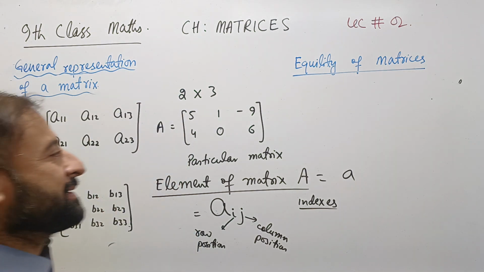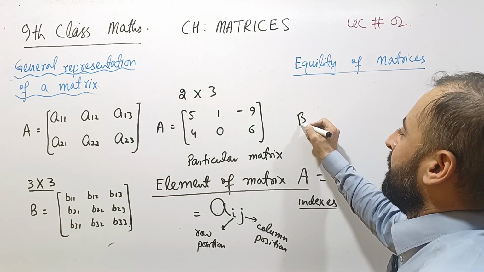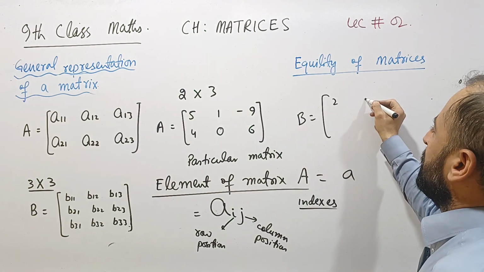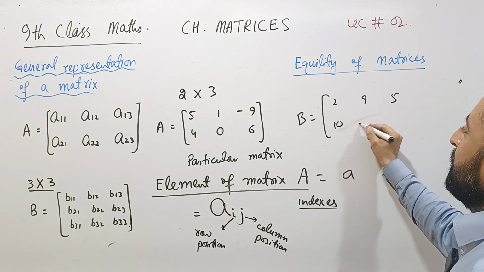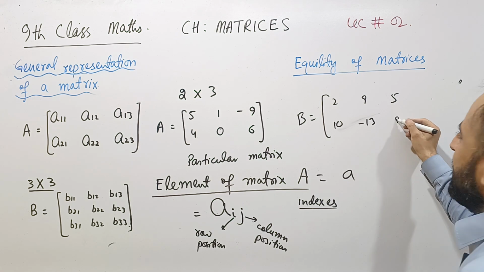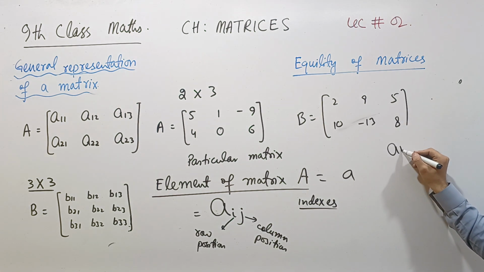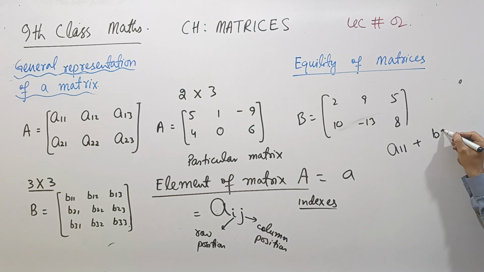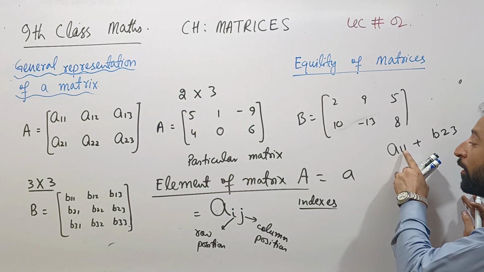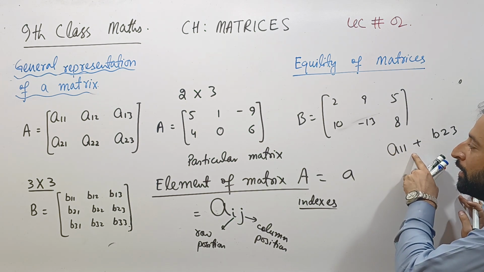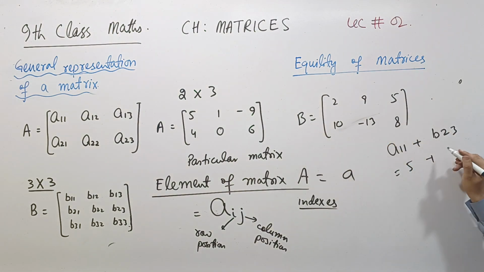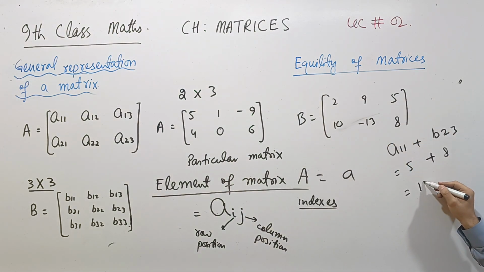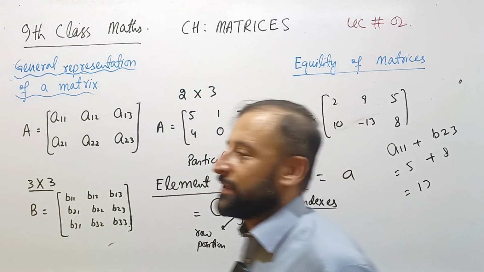Right, students? For example, this is matrix B: 2, 9, 5, 4, 10, -13, 8. If I ask you, please tell me a11 plus b23. It simply means the element of matrix A in the first row and first column, so he is pointing to this number. This is a11, and b23 is 8. So the answer is 13. This is called the general representation of a matrix.